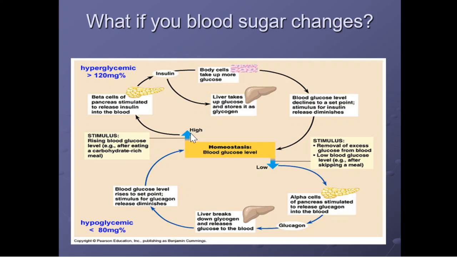So this right here, we have a high. We need to decrease the amount of glucose, so it actually is a negative feedback. This one here is we need to increase. We need to make more glucose, so this would be our positive. Okay.